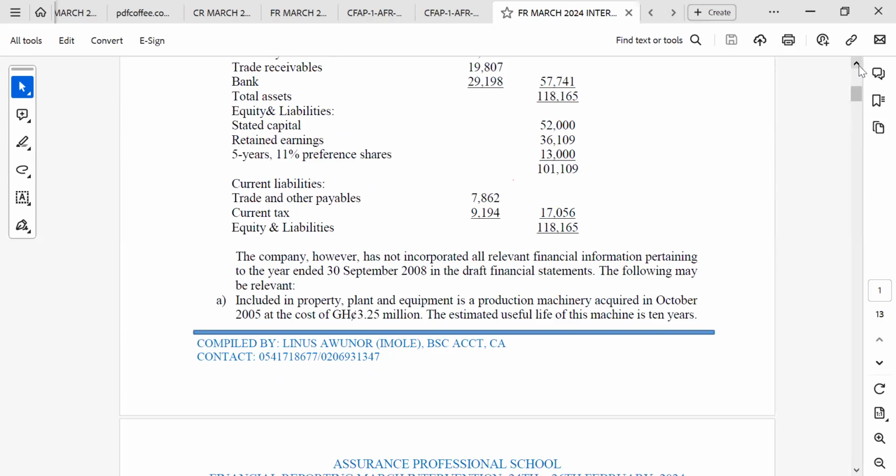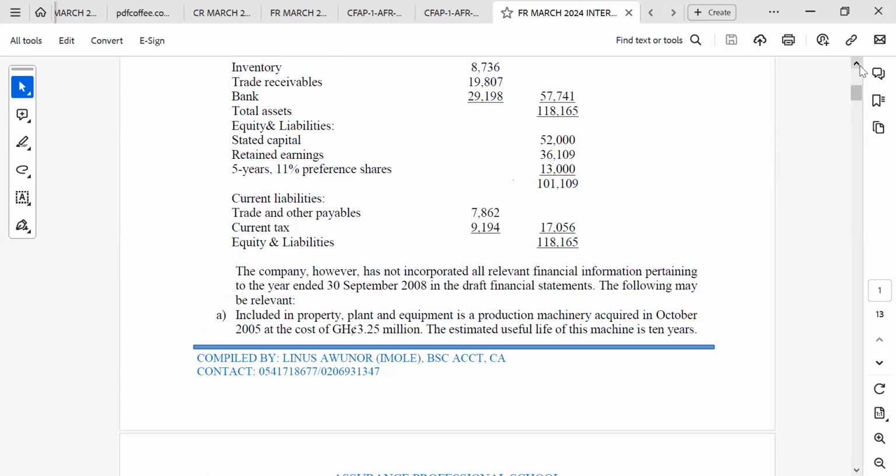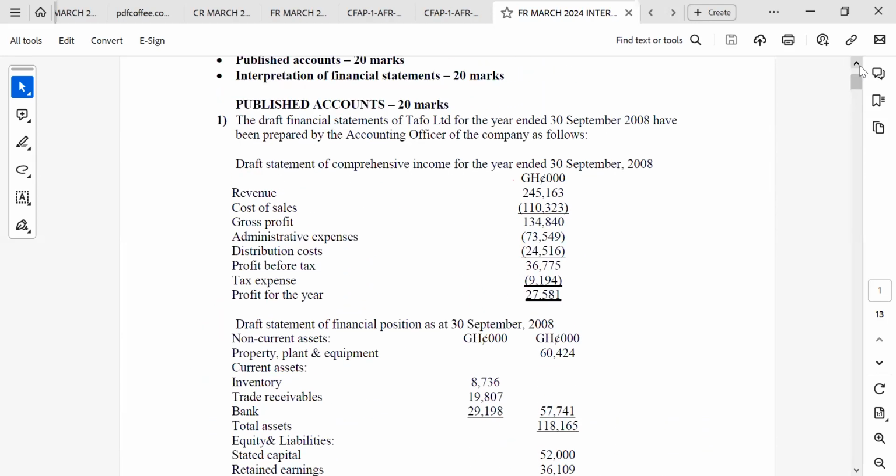What's the value of the current tax? 9,194. Okay, you go to the statement of profit or loss and see whether it is the same item over there. Yes. Okay, if it is not the same item, it means that the current tax must be adjusted by under provision or over provision.